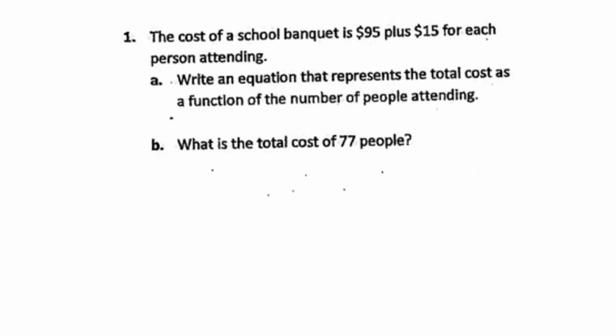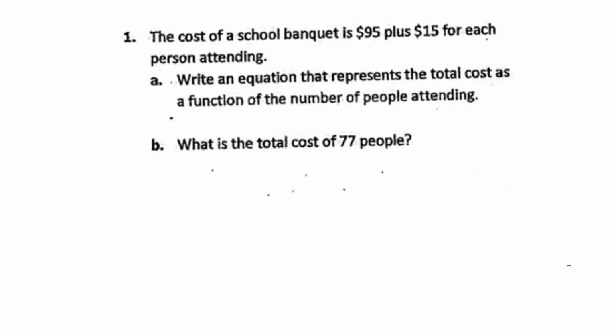This video is over practicing verbal descriptions and turning them into functional equations. For number 1, it tells us the cost of a school banquet is $95 plus $15 for each person attending. We need to write the equation that represents the total cost as a function of the number of people attending.